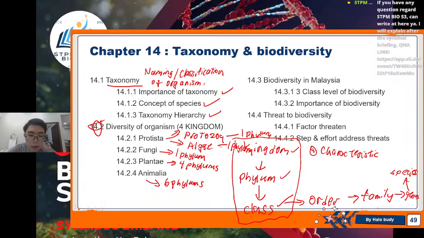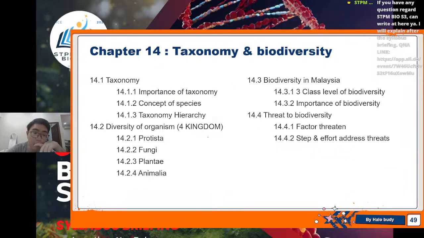So what phylum do you have to learn? You can get it from the MPM syllabus lah. If I am not mistaken, for Protista, you will learn phylum Biophyta. For fungi, you will learn Zygomycota. Plantae has 4 phylums. And Animalia has 6 phylums.